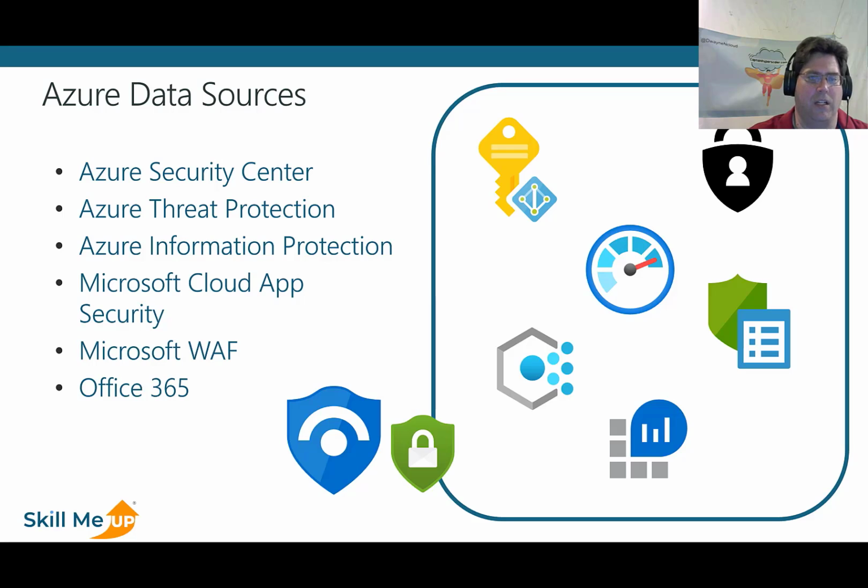You can see here Cloud App Security, information protection, the Azure Threat Protection Services, Security Center. You can feed Security Center services right into Azure Sentinel and have some of those run books and everything running and viewing those within Azure Sentinel. Like I said, Office 365, Web Application Firewall, all of those services are built to be fed into Azure Sentinel.